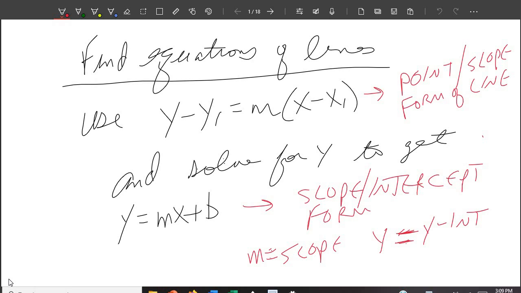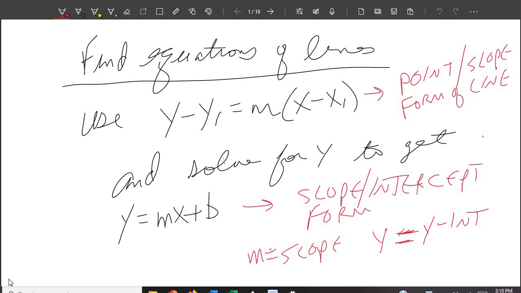Okay, this lecture is on finding equations of lines. In order to do equations of lines, we're going to use what I have written on this pad. This formula, y minus y1 equals m times x minus x1. The y1 and the x1 are a specific point on the line. The m is the slope.